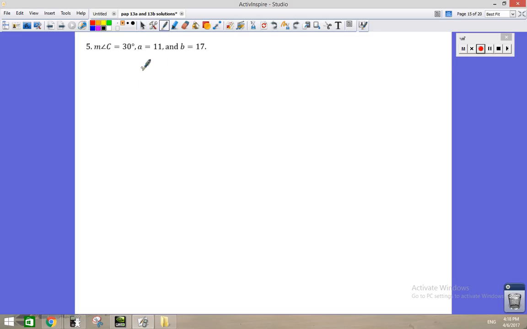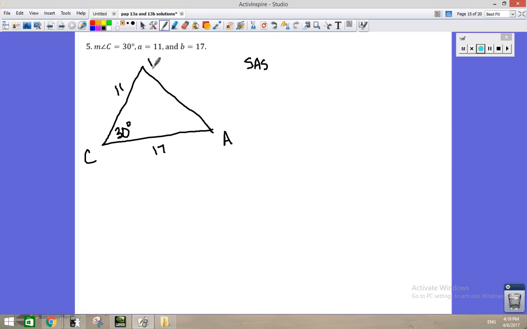This is referred to as the side angle side case because we know two sides and the included angle. So this is angle C. Let's call this 11, which means this is angle A, and let's call this 17, which means this is B. So we know this length of B. We know this length of A.